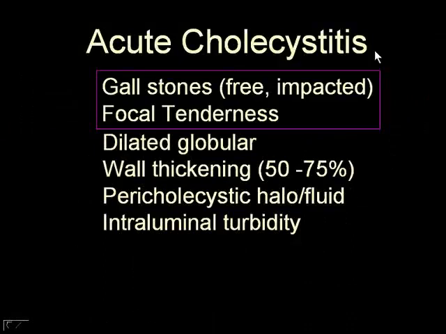This we saw. We will go on to acute cholecystitis. The most important sign is presence of gallstones and focal tenderness. The gallstones could be free or impacted. A dilated globular gallbladder, wall thickening, pericholecystic halo of fluid, and intraluminal turbidity may or may not be there. Focal tenderness and gallstones are the hallmarks, a must for diagnosis of acute cholecystitis.